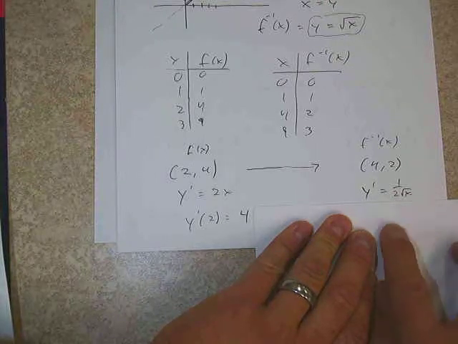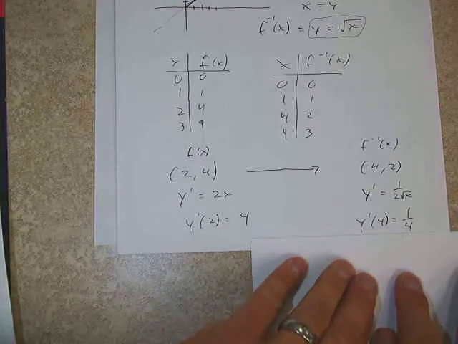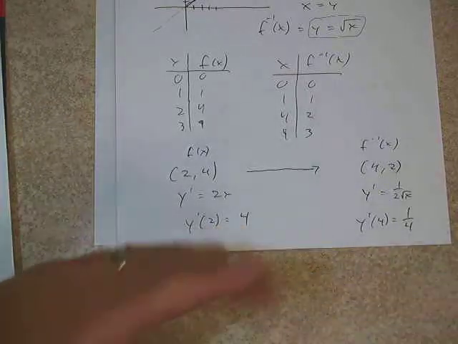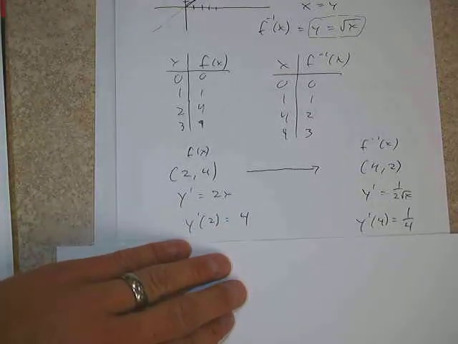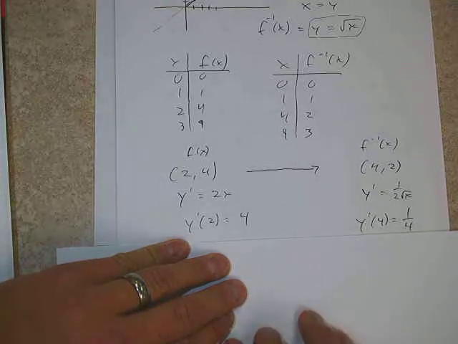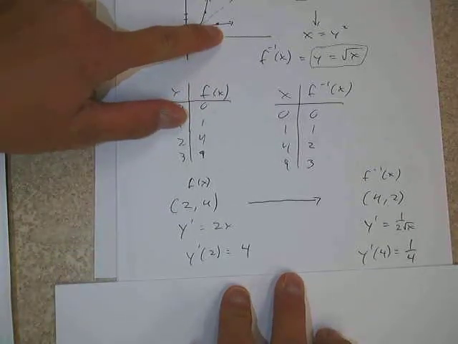Then we're putting the 4 into this because we want the derivative of the inverse at the corresponding point. If we plug a 4 in there, we're going to get 1 over 2 times 2, which is 1/4. And this is an illustration of the rule here. The rule is this. At corresponding points, the derivative of the function and the derivative of the inverse are reciprocals.